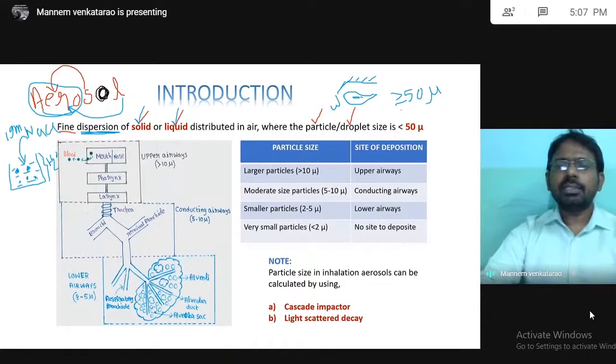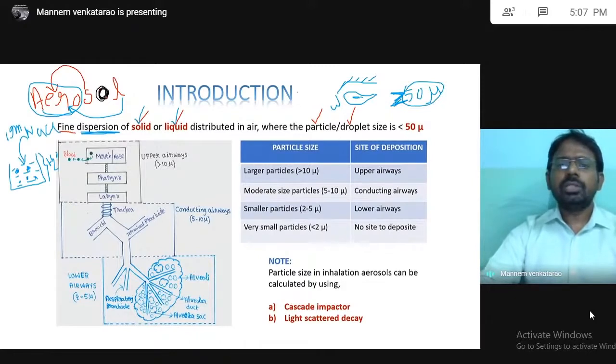That's why the particle size we can observe with the naked eye is 50 micron or greater than 50 micron. These particles are visible. These particles are observed with the naked eye. So visible particles cannot be acceptable in a dispersion.